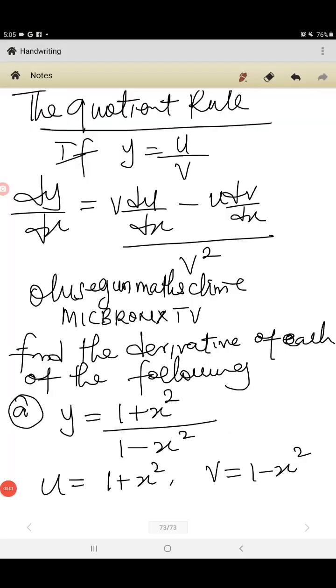I want to talk about the quotient rule in elementary differential equation. If y is equal to u divided by v, the derivative of y with respect to x will give you v du dx minus u dv dx, all divided by v squared.